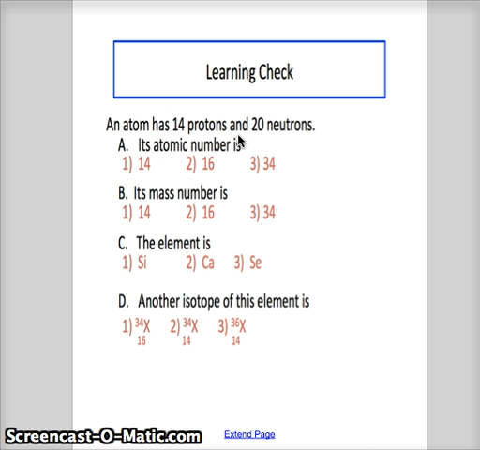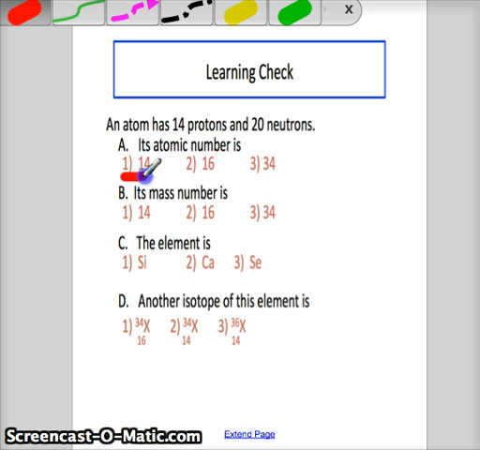Okay, 14 protons, 20 neutrons. The answer is 14. The mass number is 34. 14 plus 20, 34. The element is silicon. The atomic number is the same as the number of protons, and the element with 14 for the atomic number is silicon.